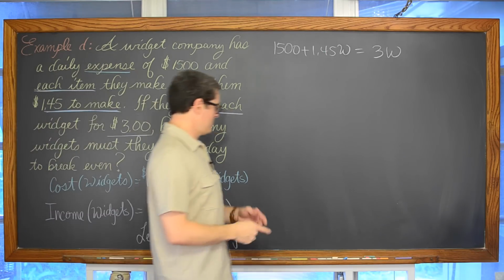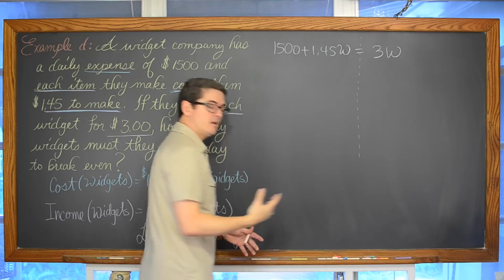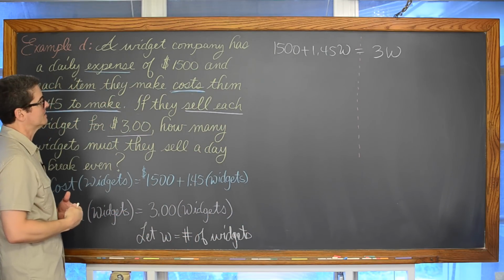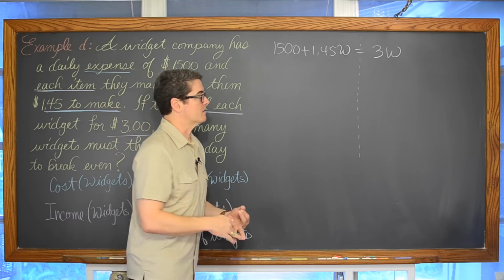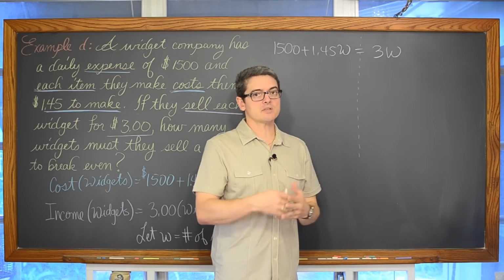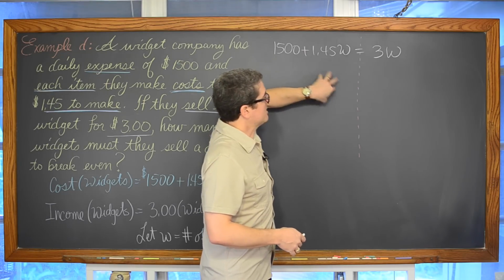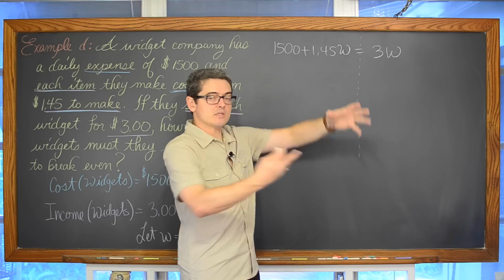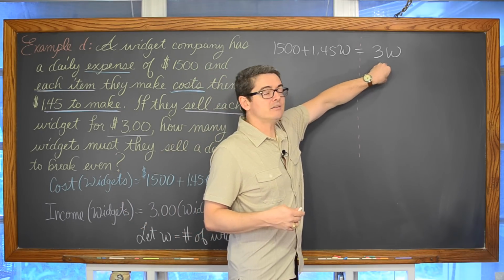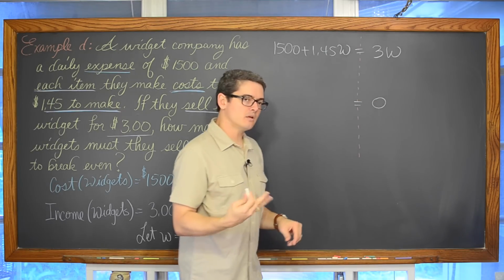Okay, so now we have to solve. This is an easier problem than pretty much any of the ones we've solved so far in this lesson. We need to look for parentheses, we need to combine like terms, none of that. We need to get the variables on the same side of the equation. 1.45 is less than 3. I could subtract 3W from both sides if I like to always keep my variable on the left-hand side of the equation. But if I do that, there's not going to be anything on the right. And as long as you write, say, equals 0, then you're going to be okay.